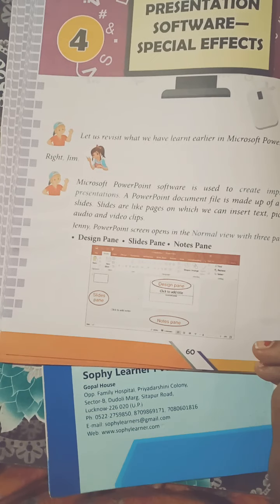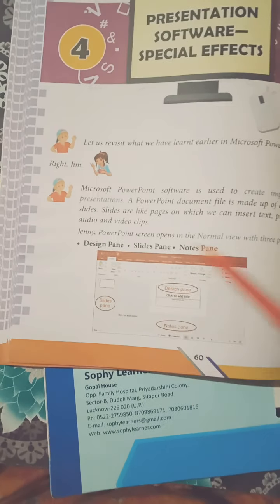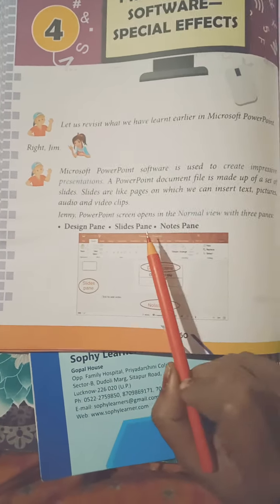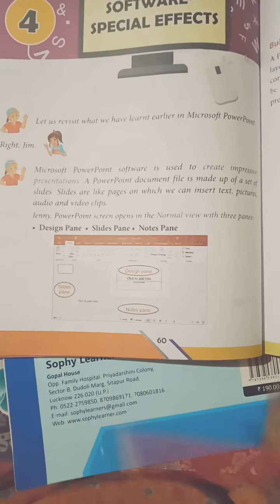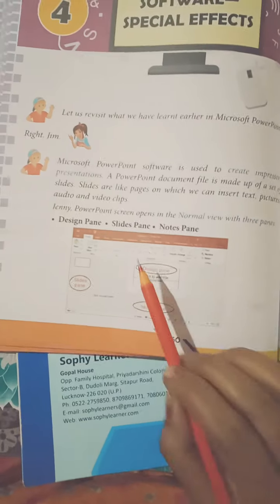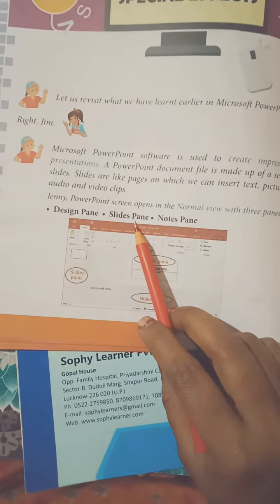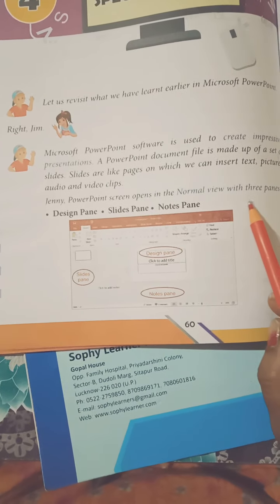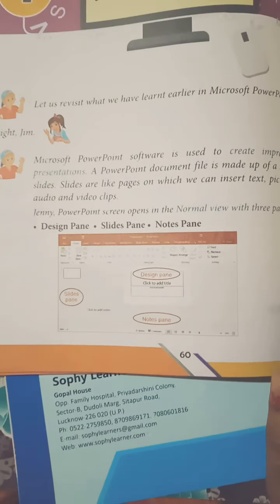So here basically there are three panes of a normal PowerPoint presentation, that is design pane, where we design the presentation; slide pane, where more than one page in a PowerPoint presentation is known as slides. Individual pages are known as slides. We have learned this. Second is slide pane and note pane. So there are three types of pane in normal view, that is design pane, slide pane and note pane.